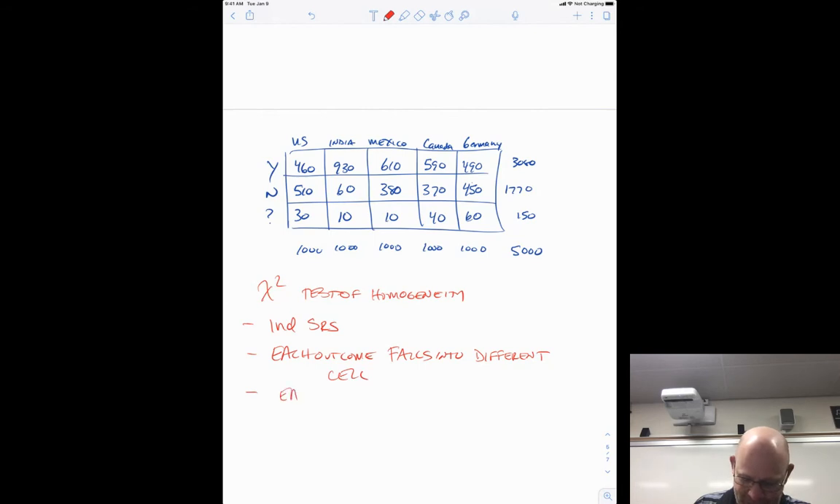And then each expected value needs to be greater than or equal to 5. So I would have to find all those, right? I'm going to write them in red. I actually have those numbers here. I'm not going to write them all down.